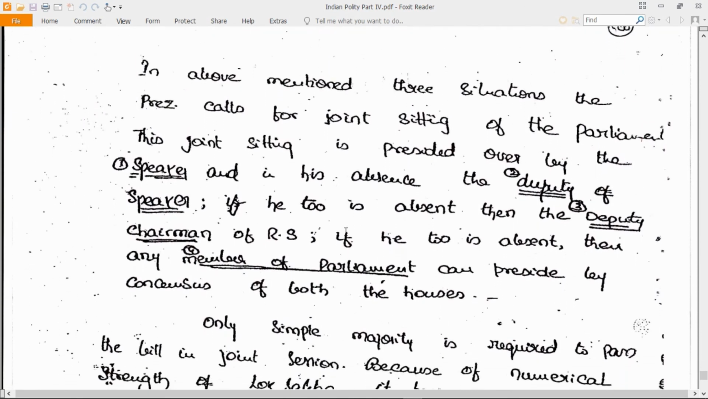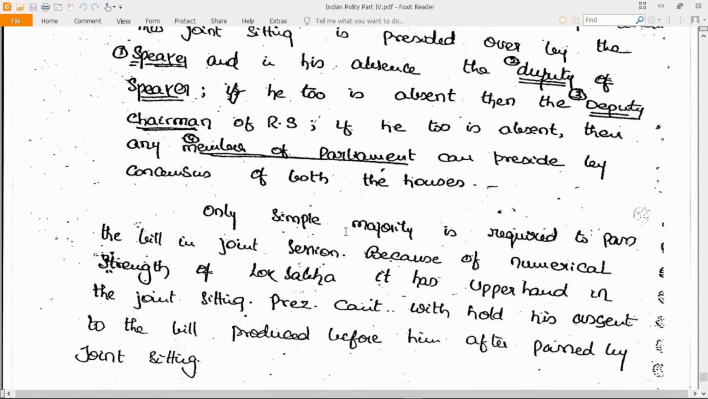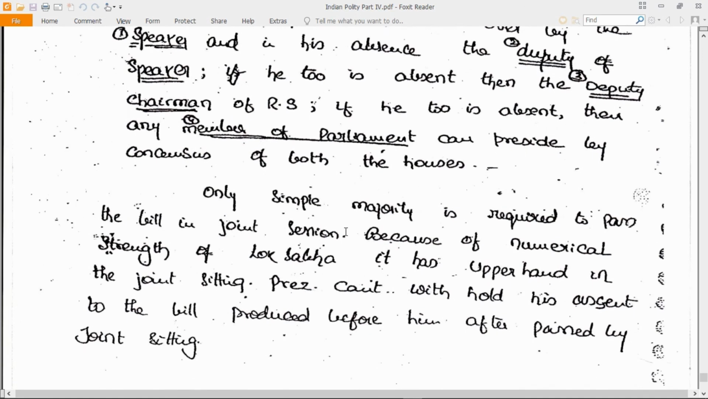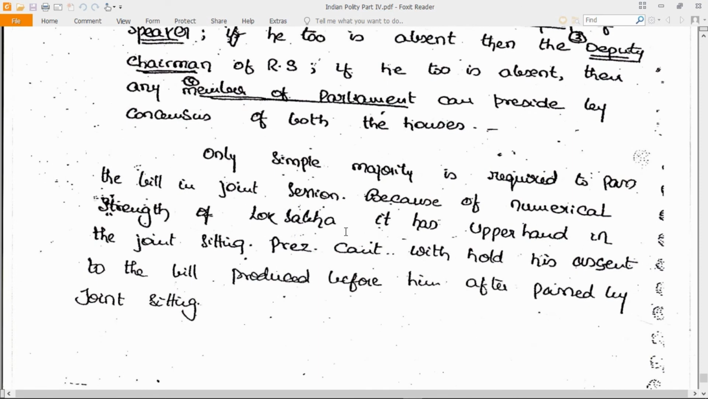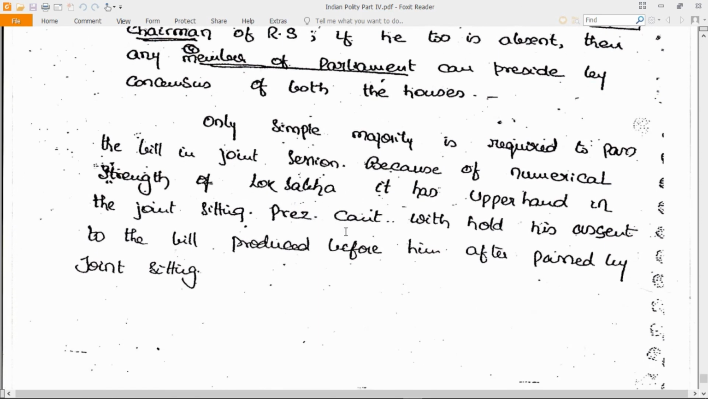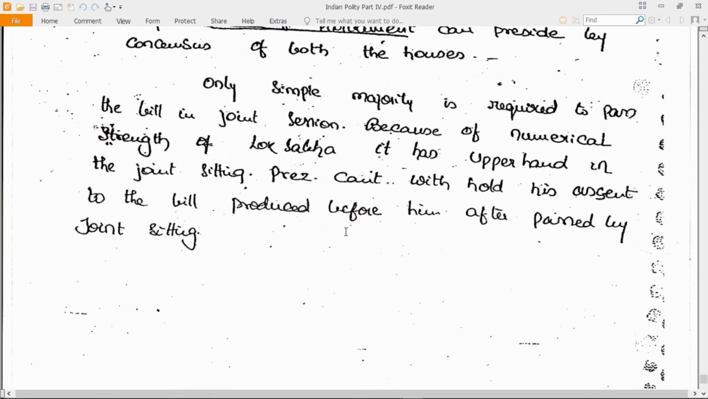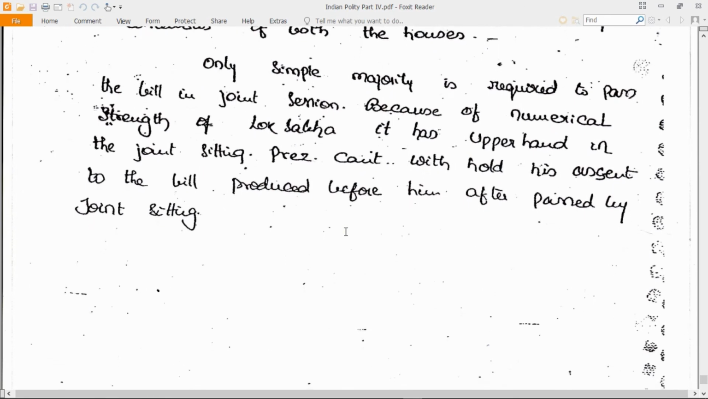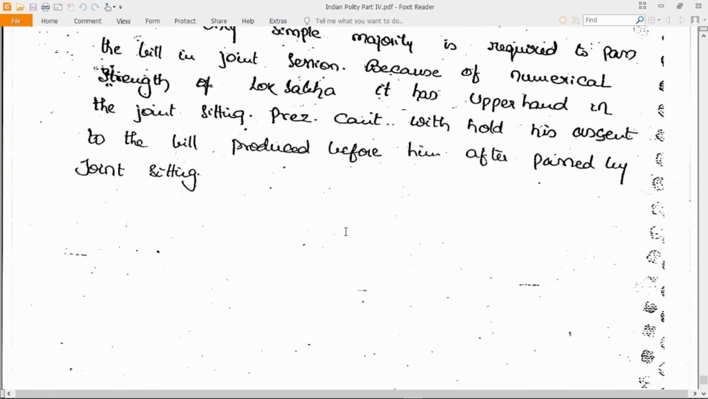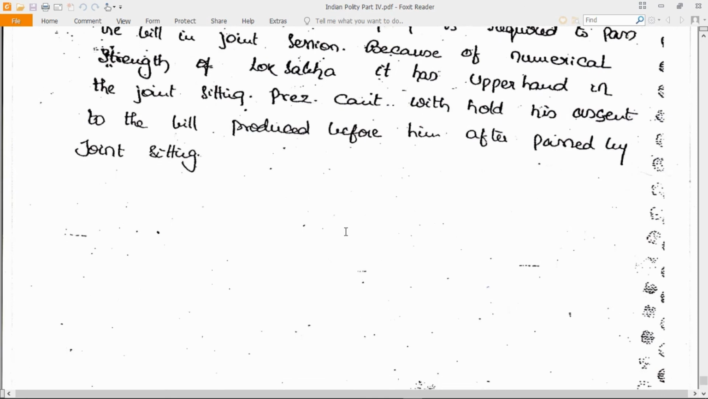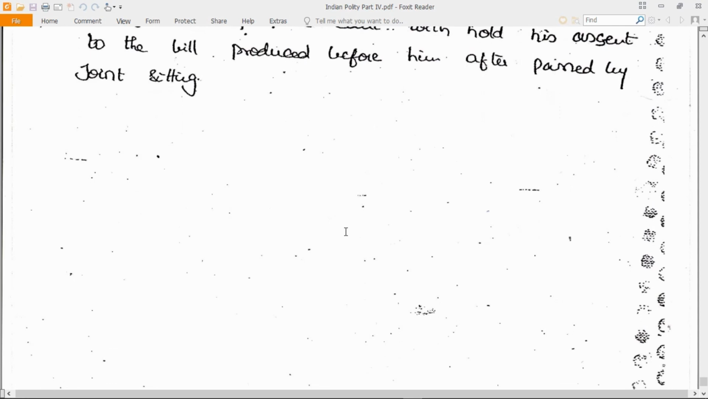This joint sitting is presided over by the Speaker and in his absence the Deputy Speaker. If he is also absent, then the Deputy Chairman of Rajya Sabha. If he too is absent, then a member of the Parliament can preside by the consent of both the houses, or consensus. Only a simple majority is required to pass the bill in a joint sitting. Because of the numerical strength of Lok Sabha, it has the upper hand in the joint sitting. The President cannot withhold his assent to the bill produced before him after being passed by a joint sitting.